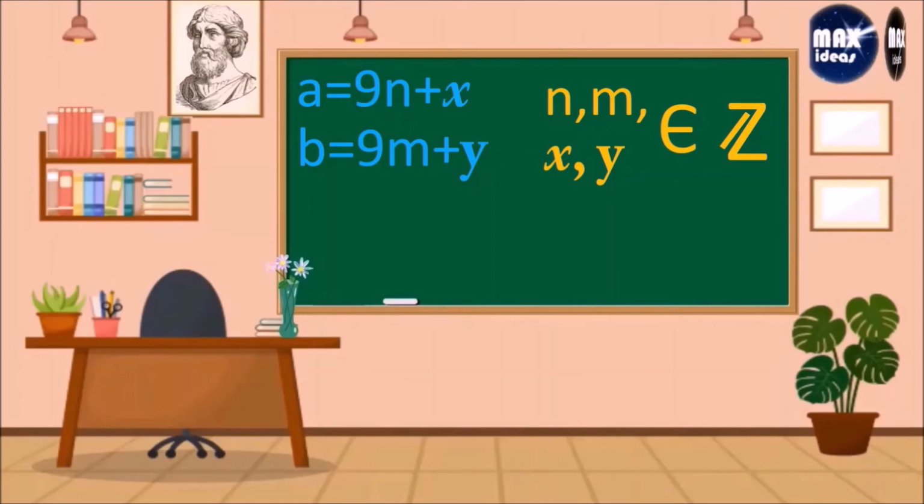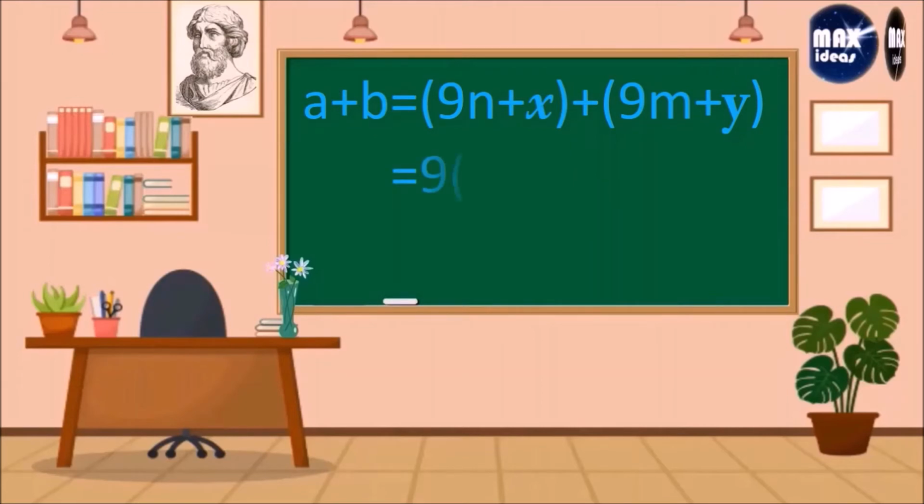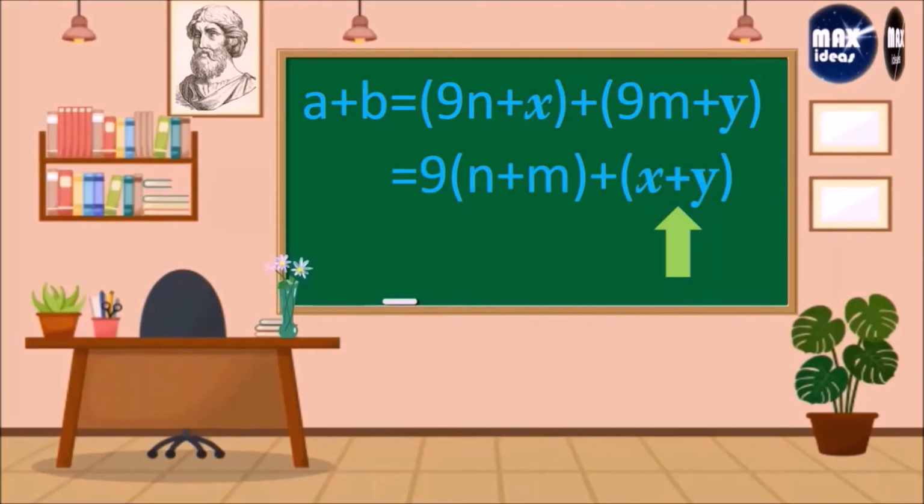Then observe what I'm gonna do. I'll add these two numbers. A plus b equals 9n plus x plus 9m plus y equals 9 times (m plus n) plus x plus y. X and y are the numerical indices of a and b, respectively. Since a plus b has a multiple of 9 which is (m plus n) times 9, x plus y is its numerical index. So according to this equation, when two numbers get added, the total of their numerical indices must be the same as the numerical index of the total of the two numbers.